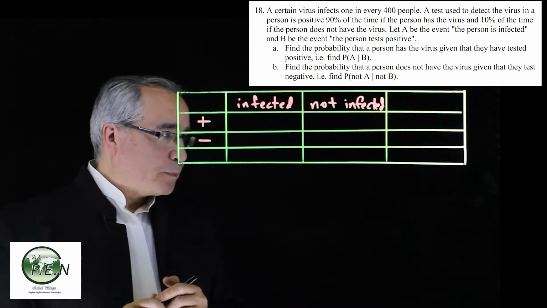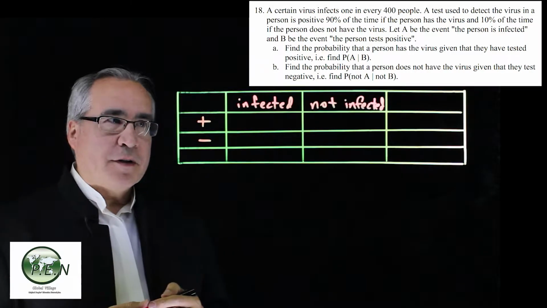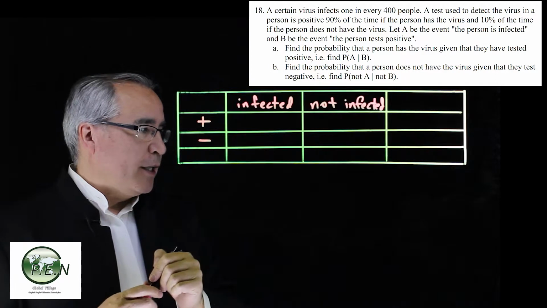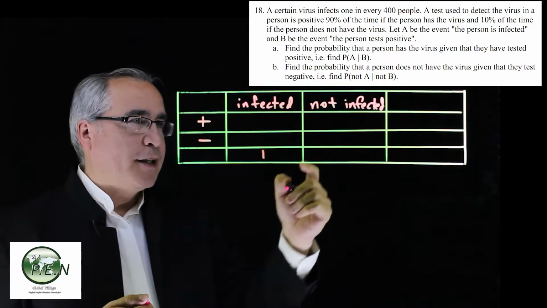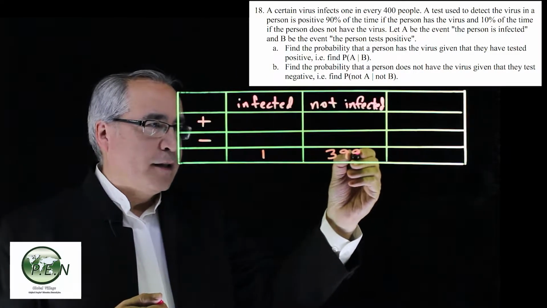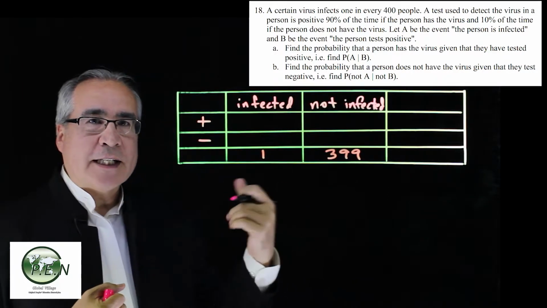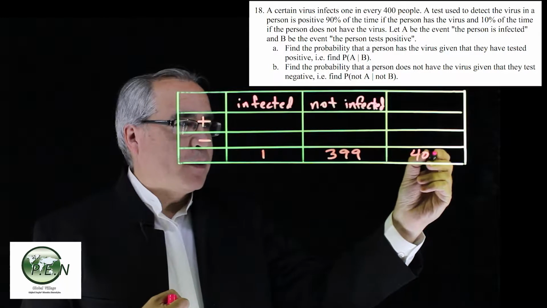We don't know. So what we have to fill in the tables here, though, is kind of how we go through this. We know that a certain virus infects 1 in every 400 people. So of the people who are infected, there are a total of 1 person for every 399. So there's our 400 people. 1 person got infected, 399 didn't get infected. So that gives us a total of 400 people that we're working with.